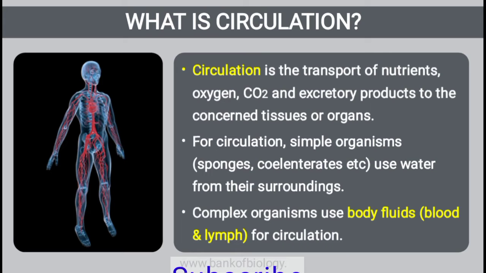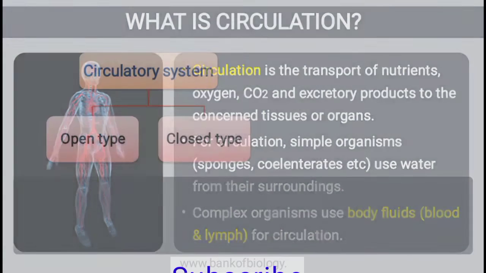For circulation, simple organisms, sponges for example, coelenterates, etc., use water from their surroundings. They continuously move water inside and outside of their body to move nutrients, minerals, and gases into and out of their body. Complex organisms use body fluids like blood and lymph for circulation. Blood circulates throughout the body as well as lymph nodes, from where all these exchanges of gases, nutrients, and minerals take place. That is circulation.